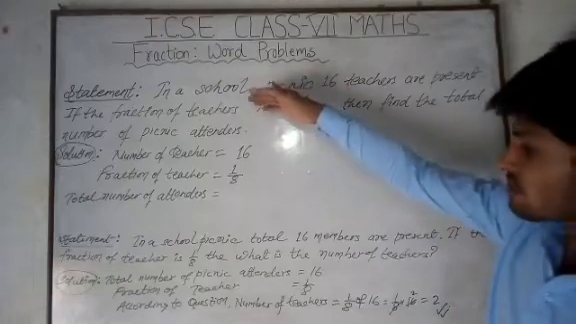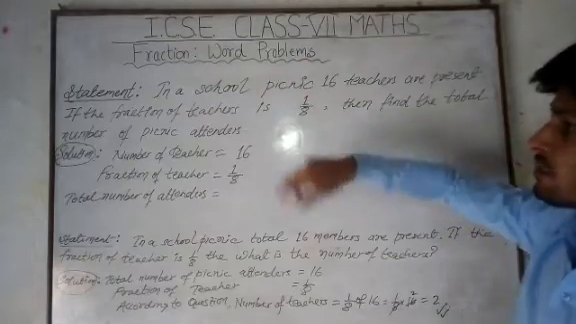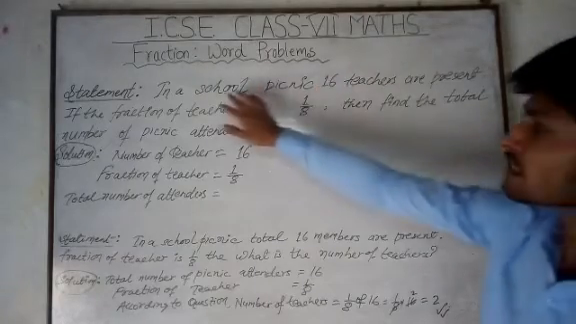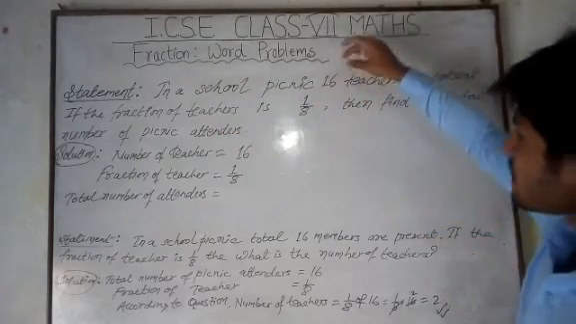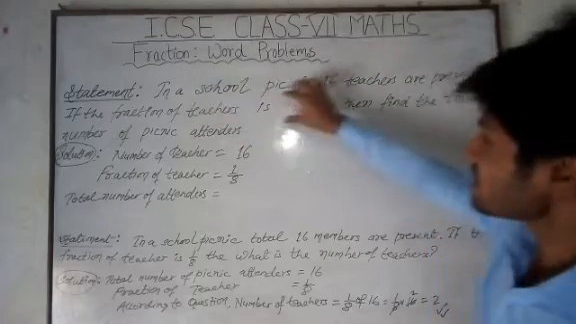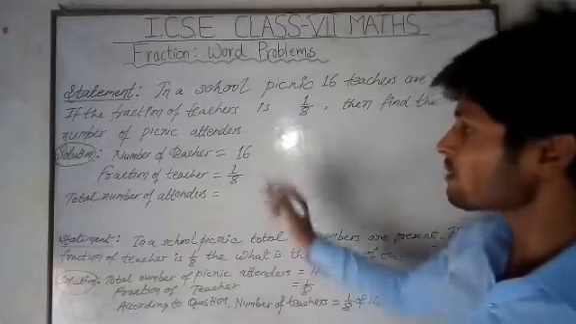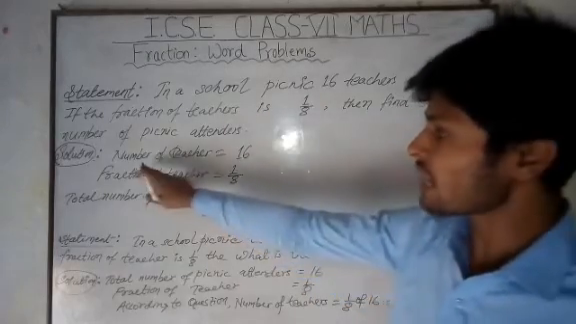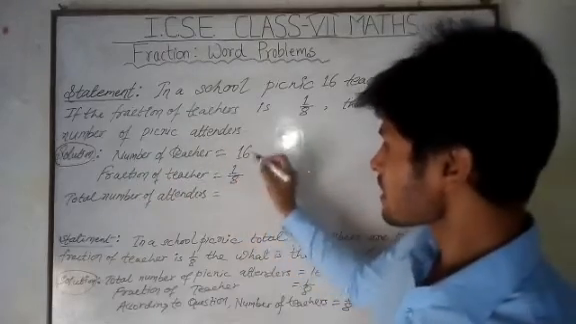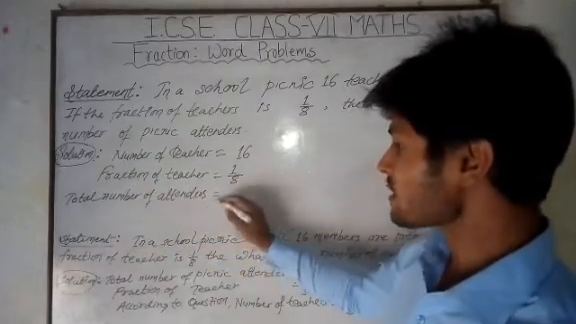But the previous question is a different type of question. Here the total number of members is not given. Here it is given that the number of teachers is 16 as well as the fraction of teachers. So what will we do in such a condition? We will write the statements: the number of teachers, the fraction of teachers, and the total number of attendance is to be found out.